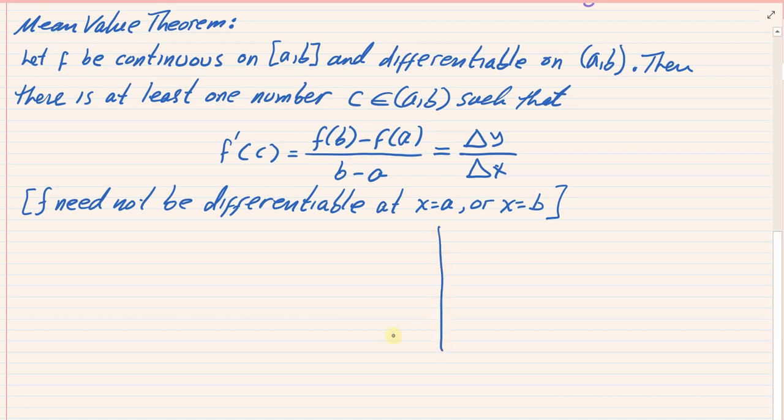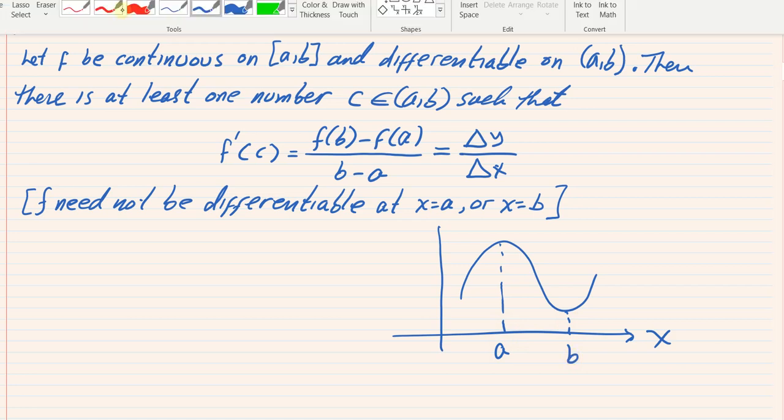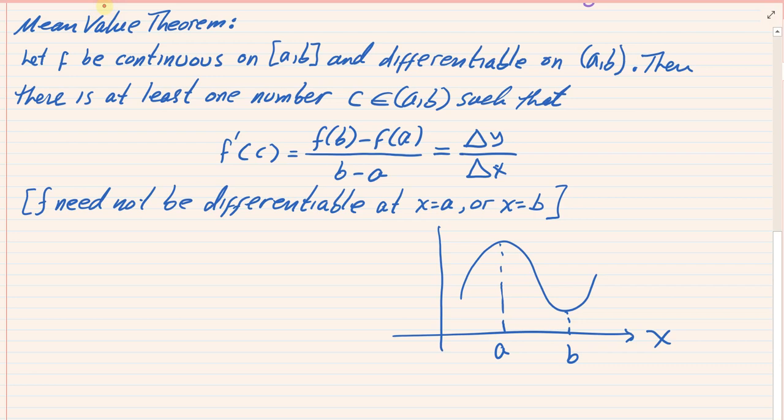So let me actually show you what I mean here. Let's say I have a graph like this, and suppose this is a and this is point b. Now I'm going to draw a secant line through these two points. Here's f at a and here's f at b. Note that for the mean value theorem, f at a need not be equal to f at b. But if it becomes equal, then that's when f prime c becomes 0, and hence you have a special case which is known as Rolle's theorem.